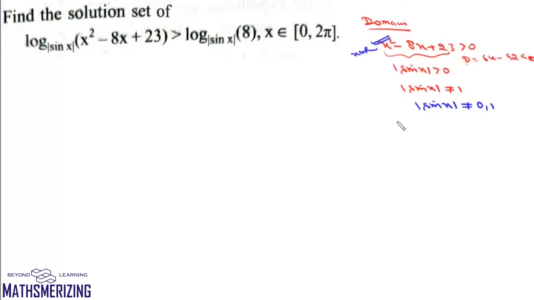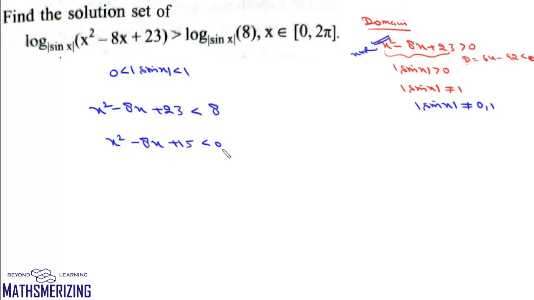Now we know that this mod sin x lies between 0 and 1, and when the base lies between 0 and 1, this log will be a decreasing function. When the log is a decreasing function and we cancel this log with log, the sign of inequality will reverse. So from here we'll get this condition as x square minus 8x plus 23 should be less than 8. So we'll write x square minus 8x plus 15 should be less than 0.